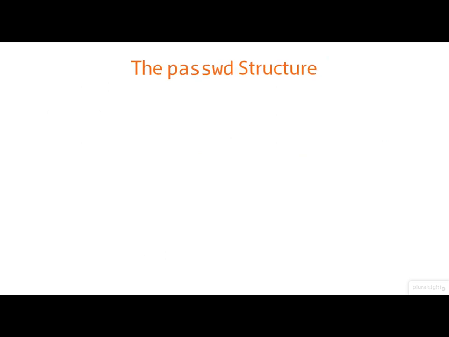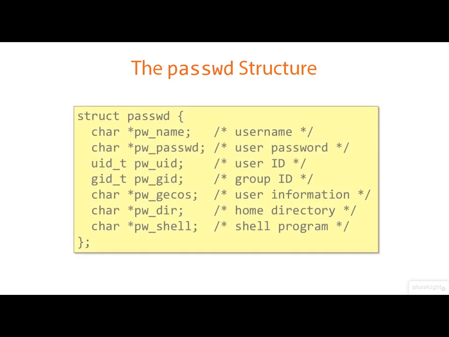Now, from a systems programming point of view, a more relevant way of looking at this is through the password structure, which looks like this. And as we scan down the list of members here, you'll see that they actually map one-to-one onto the fields of the password file that we just looked at.